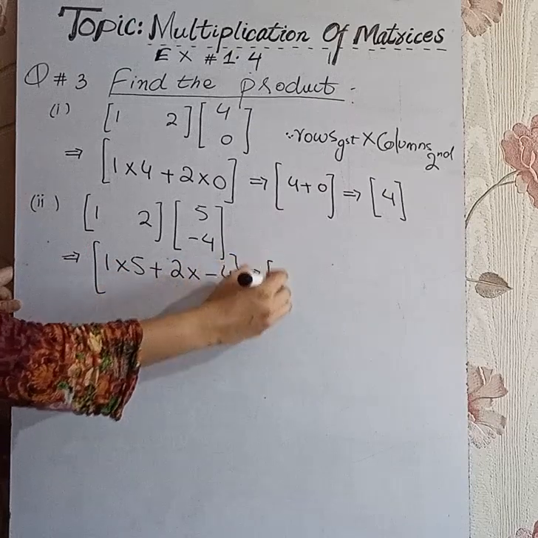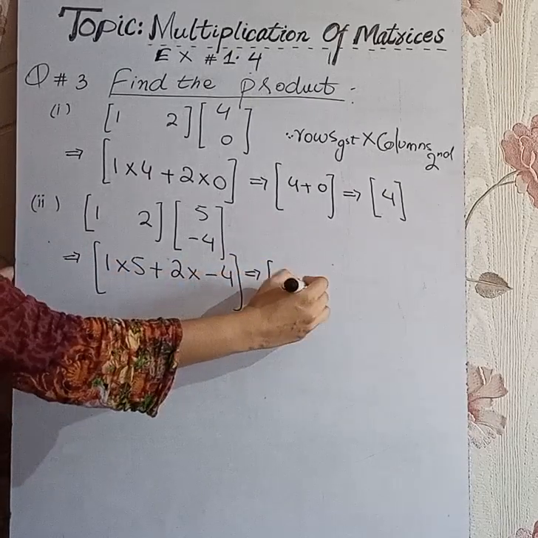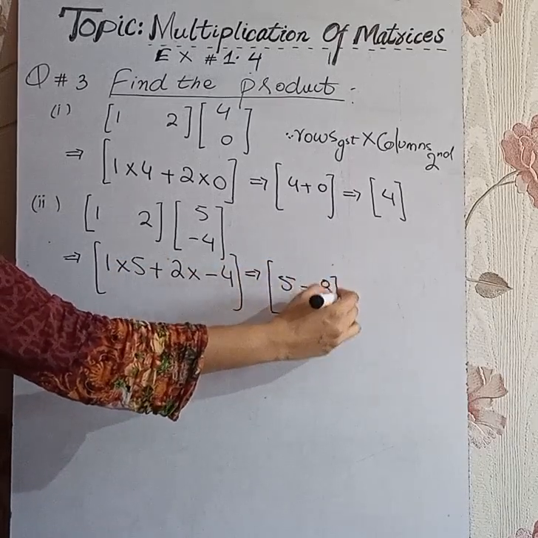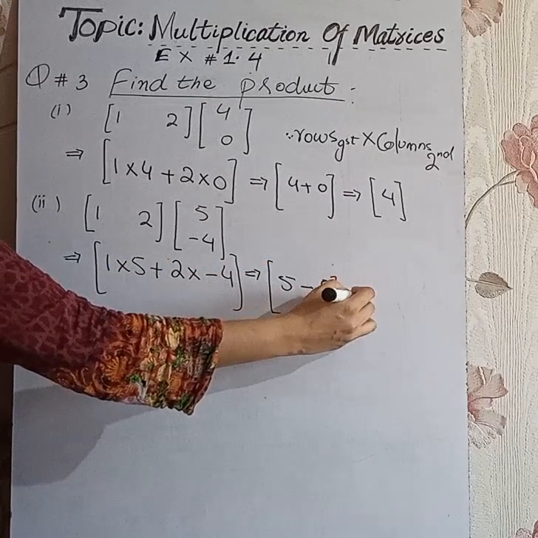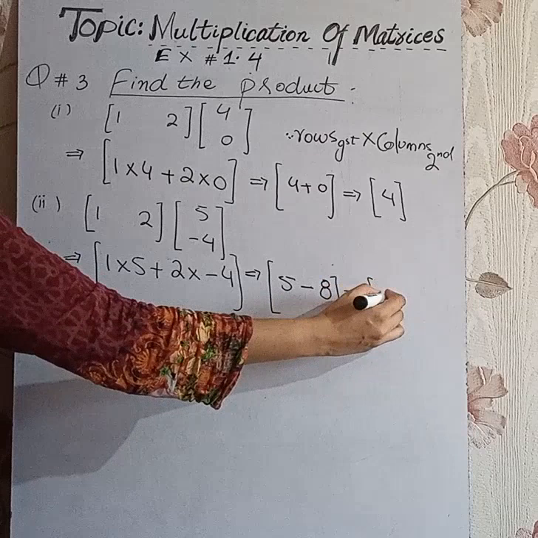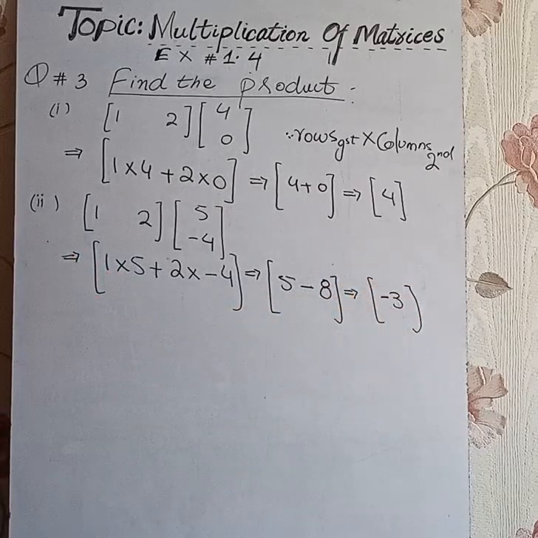So, 1 times 5 plus 2 times minus 4. So 5 minus 8, we will subtract this: 3, and the sign will be of the greater value, minus. This is the product of these given matrices. Okay, part 3 is the same as the previous two parts. Part 4 is also the same. So I am going to do part 5.